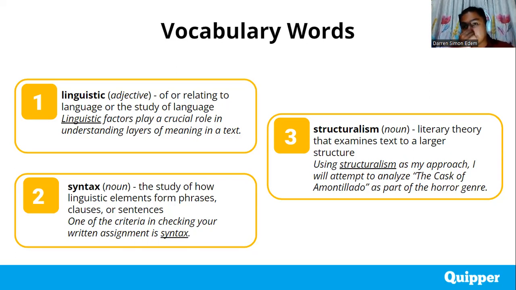We also have structuralism. Structuralism is a noun that means literary theory that examines a text in relation to a larger structure. Example, using structuralism as my approach, I will attempt to analyze The Cask of Amontillado as part of the horror genre. Structuralism talks about a particular literary piece. In this example, it is The Cask of Amontillado that is going to be related to a larger structure, in this case, a horror genre. So The Cask of Amontillado will be analyzed if it is part of, or how it is part of, the horror genre. So that is structuralism.